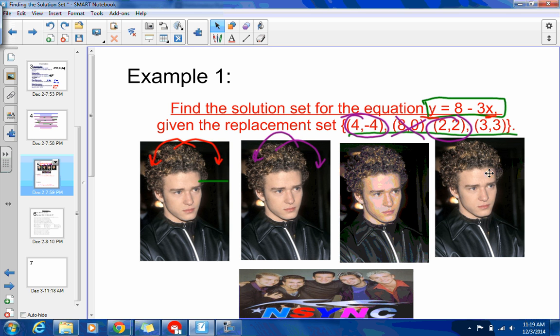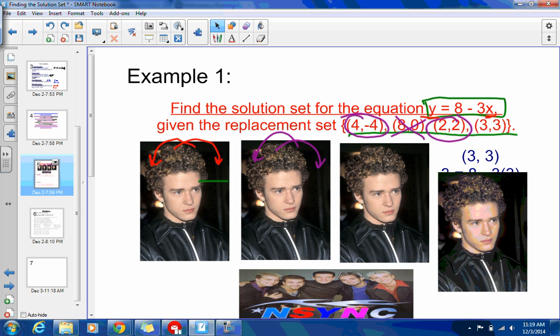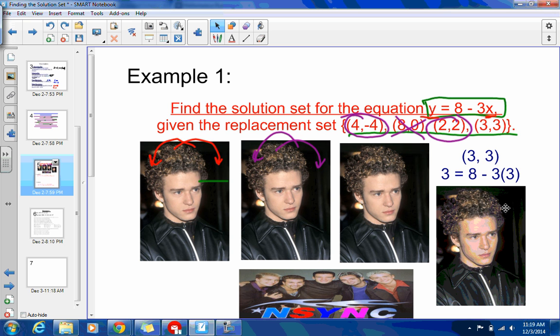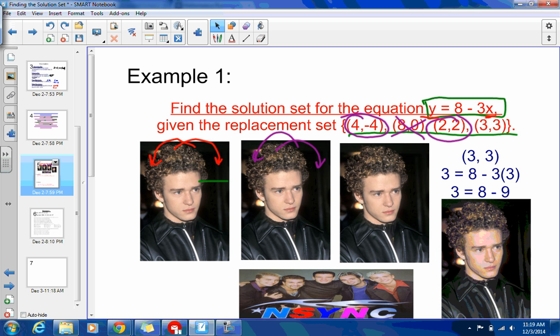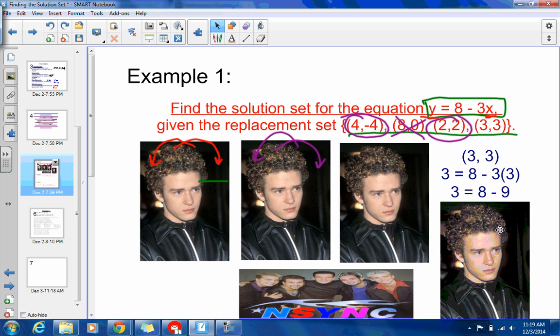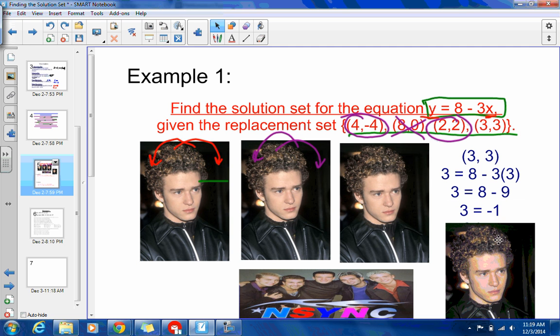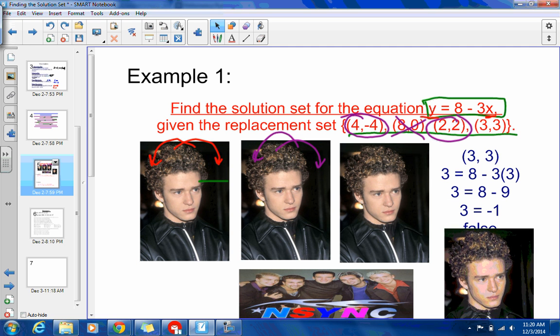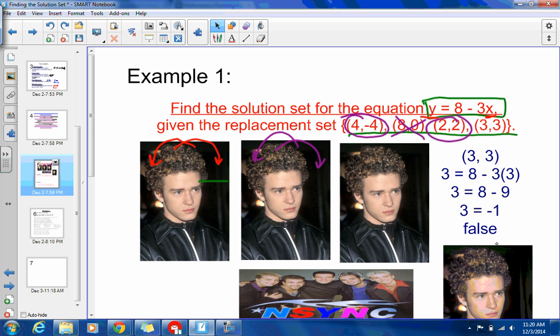Last one, 3, 3. Plug it in. 3 equals 8 minus 3 times 3. Do your multiplication first. It'd be 8 minus 9 on the right side, which is negative 1. We know that 3 is not equal to negative 1. They're 2 different numbers. So this is a false statement. So I'm going to take my pen and I'm going to cross that out.